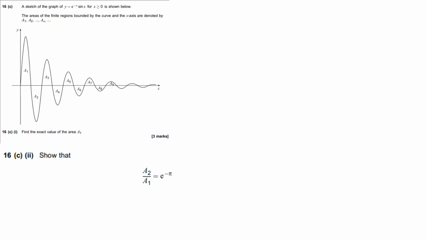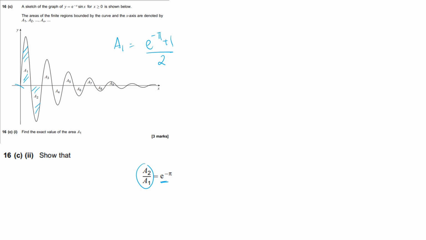On to the second part of C. Now we've just found this first area. A1 is equal to e to the minus pi plus 1 all over 2. Now we're being asked to find the area of A2, because we need to do A2 over A1 to get this e to the minus pi.